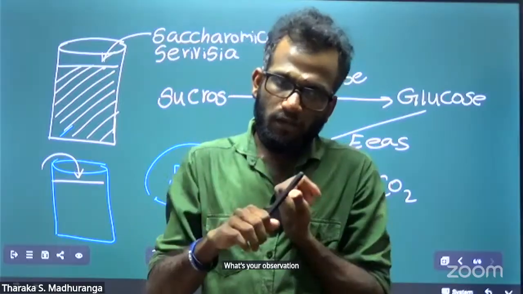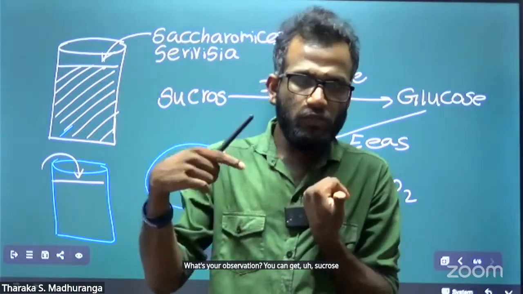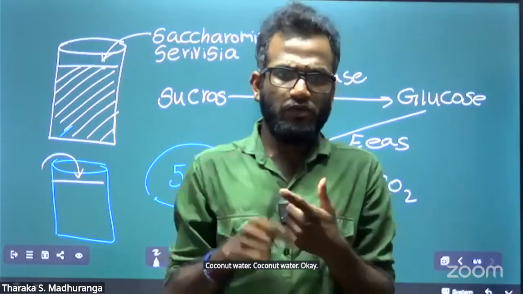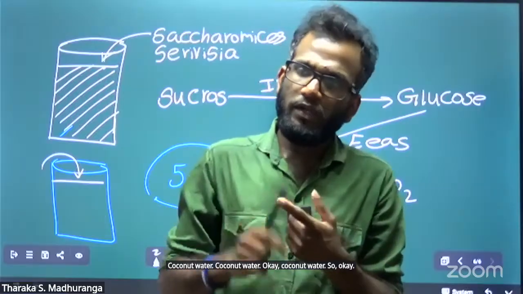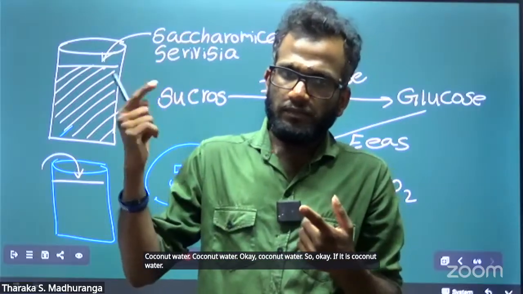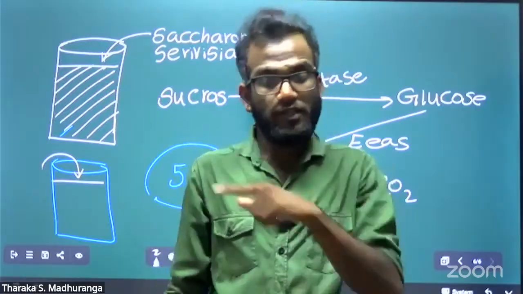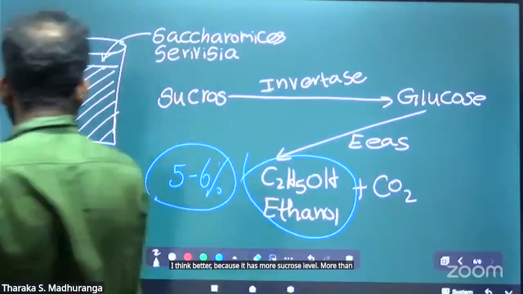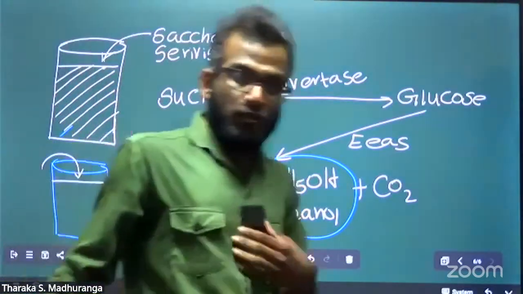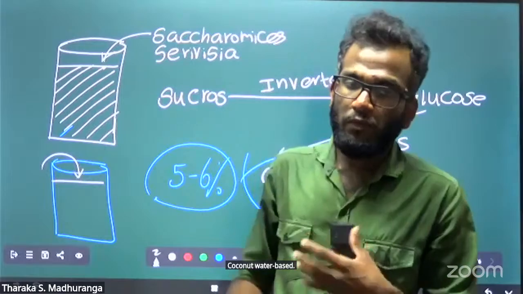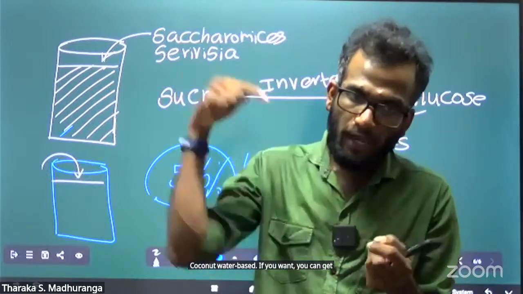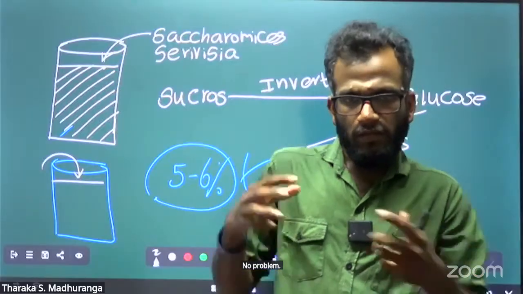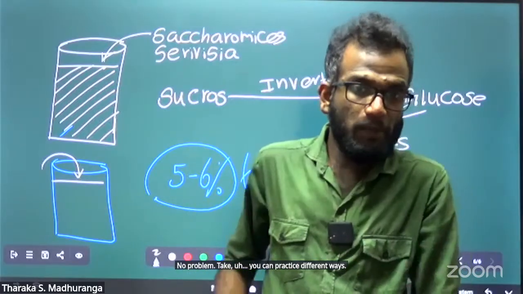You can use a sucrose solution, that means a sugar solution, or coconut water, or king coconut water is also okay. I think coconut water is best, because it has a higher sucrose level than the others. If you want, you can take coconut water and additionally add sugar, no problem. You can practice in different ways. Actually, you can do experiments.